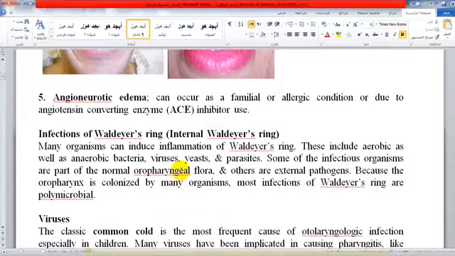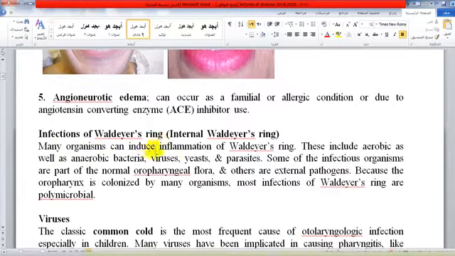Now we go to the infections of the internal Waldeyer's ring. If you remember in the anatomy of the oropharynx, we saw the picture of the internal ring: the palatine tonsil, the lingual tonsil, and the adenoid. These are lymph nodes which are involved by many diseases.